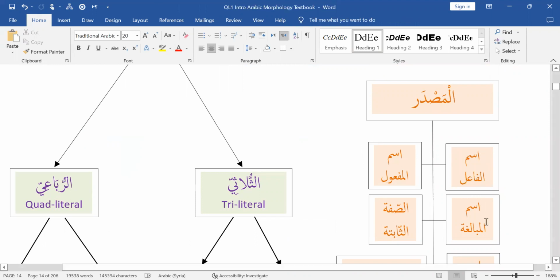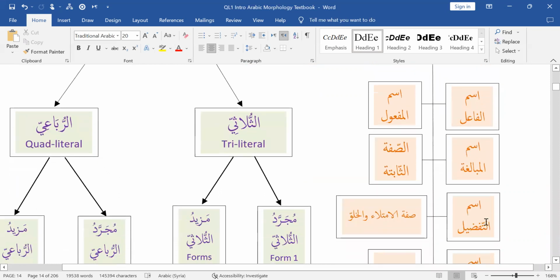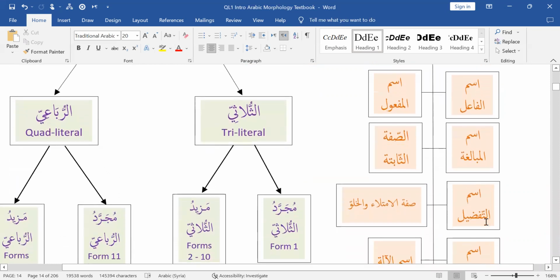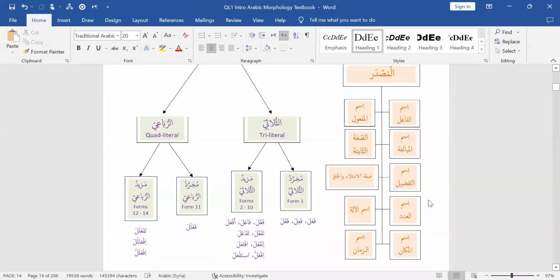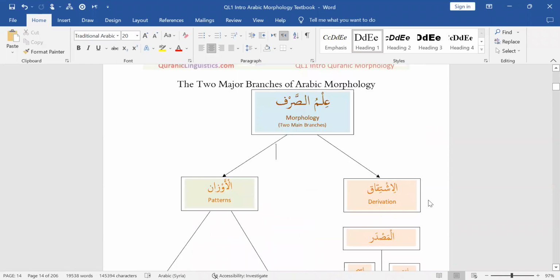These are called mushtaqat, or derivatives, like ismul fa'il, ismul maf'ul, and ismul mubalagha. These 3 derivatives you have already gotten a taste of in book 1 of Easy Introduction to Arabic. But if you've forgotten them, or you skipped them, or somehow you don't have that, no problem. We will look at them again, and we'll do a more detailed analysis, inshallah. And then we'll look at other derivatives that we never even talked about in book one, such as as-sifat al-thabita, ism al-tafdil, sifat al-imtila' wal-khulu, and so on and so forth. So all of these will be covered slowly but surely, inshallah, in this textbook.